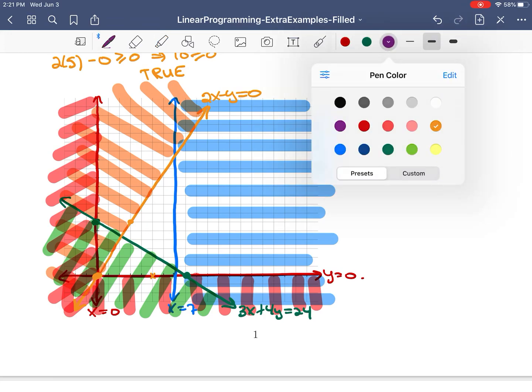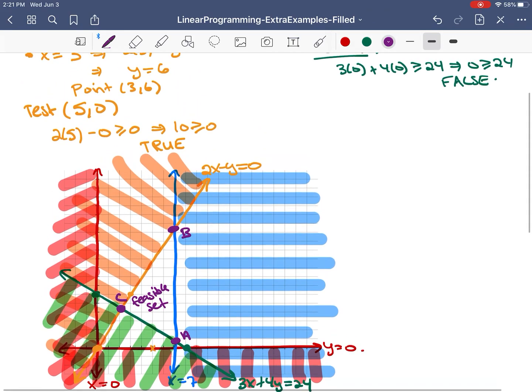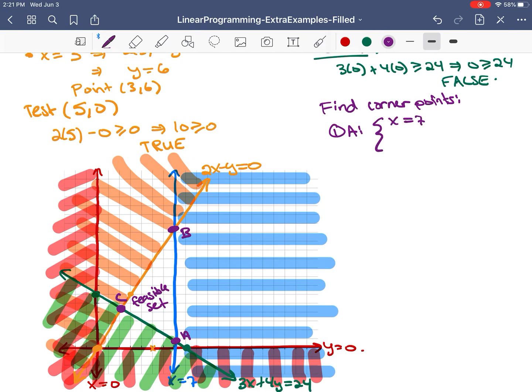So our feasible set is this little triangle bit here. It has 3 corner points, so let's call them A, B, and C. To find A: A is the intersection of x equals 7 and the green line, which is 3x plus 4y equals 24.